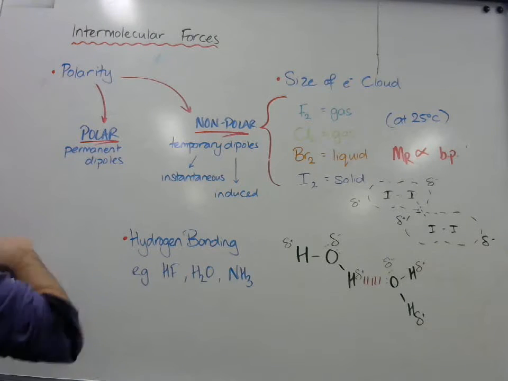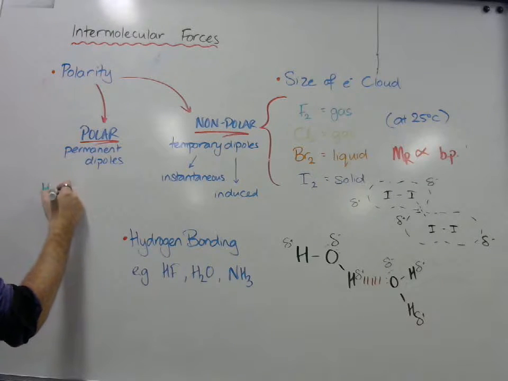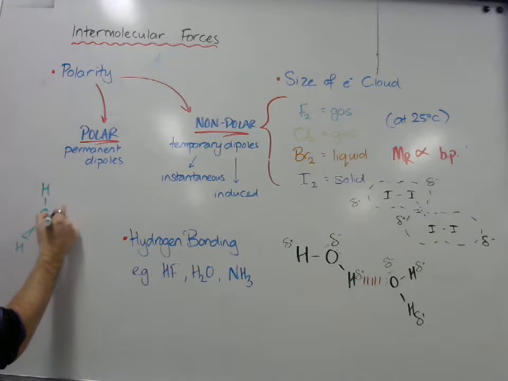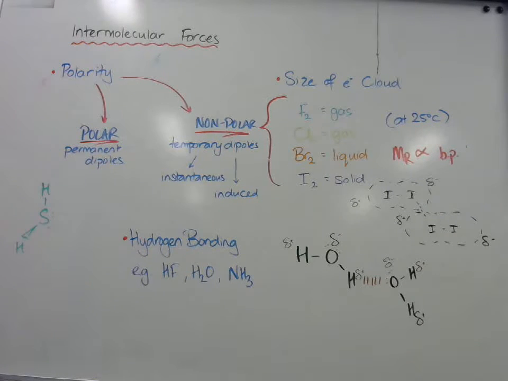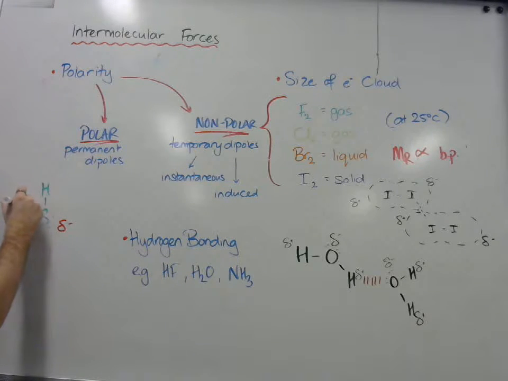So H2S. H2S has got 4 regions of electron density. It's got these 2 polar bonds, and so therefore it's a polar molecule. I'm very quickly trying to remember my electronegativities of these. I'm going to presume that sulfur is more electronegative than hydrogen. I may be wrong, but the details aren't important. That would create a delta minus and a delta plus.